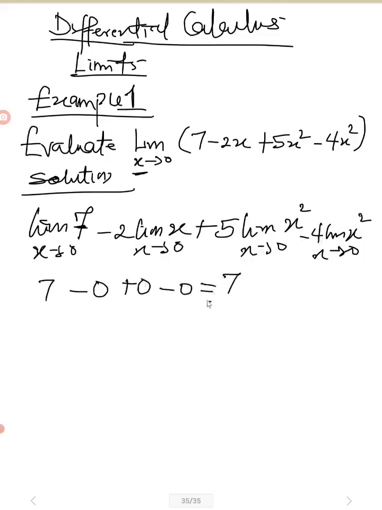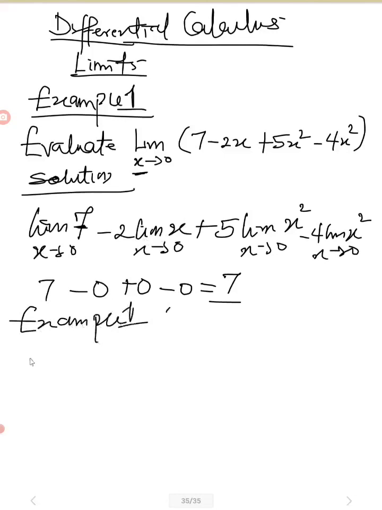So the literal meaning is just to put the value 0 in for x. That's all. That's about the limit. Let's have another example, example 2.